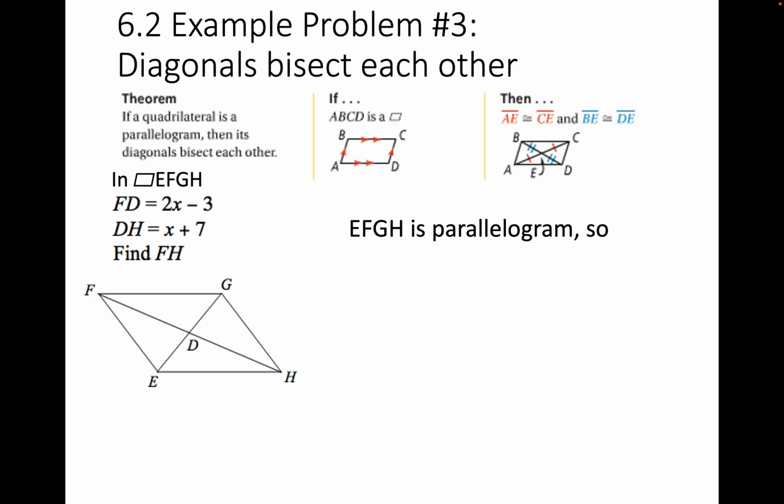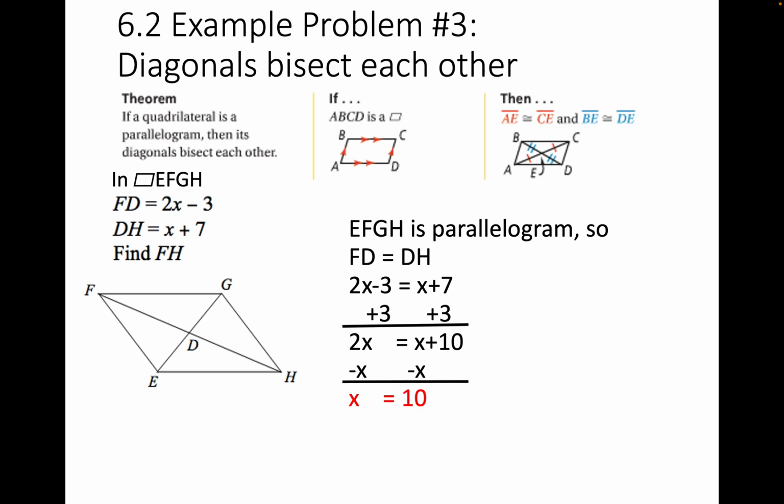In example problem number 3, it tells us that EFGH is a parallelogram, and it's giving us the values of FD and DH and asking us to find the value of FH. So to do that, we know that EFGH is a parallelogram, so the diagonals bisect each other, so D must be the midpoint of FH, so therefore FD must equal DH. So 2x minus 3 must equal x plus 7. If I add 3 to both sides, subtract x from both sides, I get x equals 10.